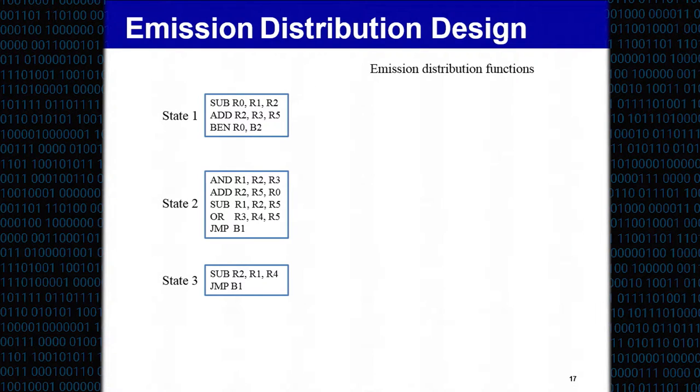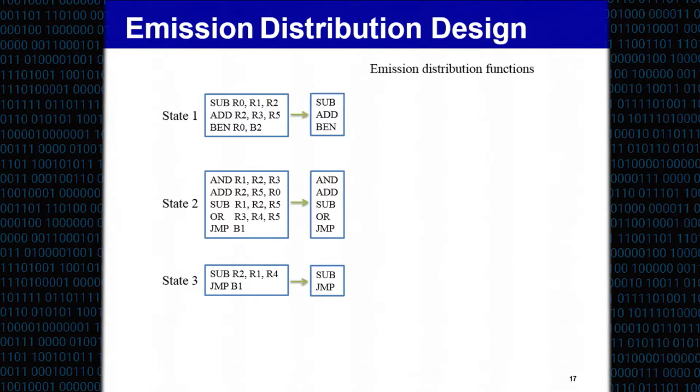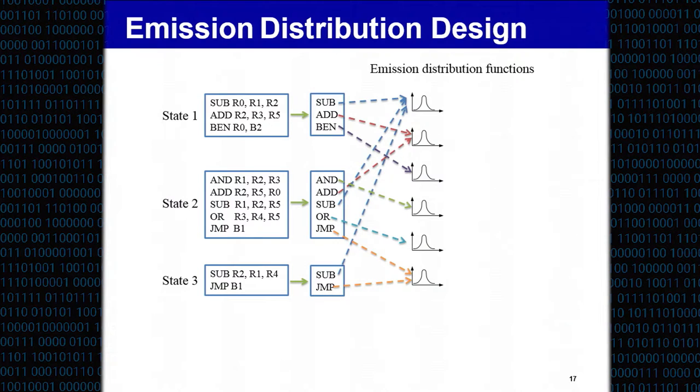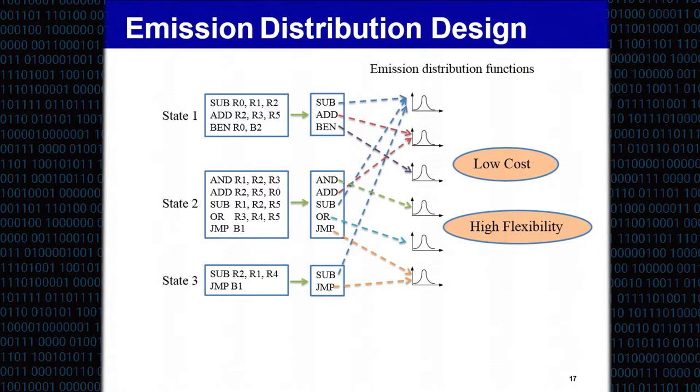To implement different functions, different basic blocks tend to have different type sequences. So if we can accurately recover the instruction type via the power side channel, we should also have a high probability to recover the underlying basic blocks. Motivated by this, we propose to model the emission distribution function for instruction type, and the instruction instances of the same type use the same emission distribution function. In this way, we can reduce the cost and increase the flexibility.